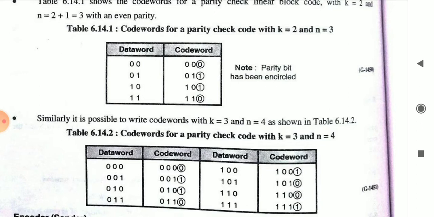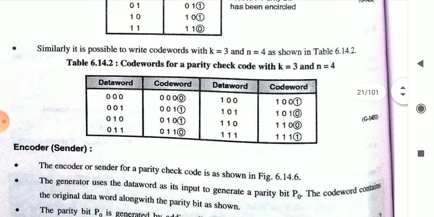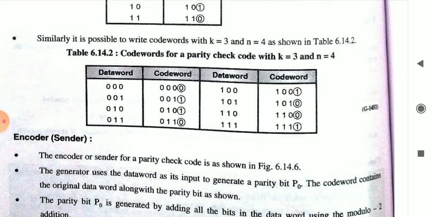Similarly, it is possible to write code words with k equal to 3 and n equal to 4. Okay, this second table shows the code words for a parity check code with k equal to 3 and n equal to 4. Means there are 8 data words, that is 000, code word is 0000. Data word is 100, code word 1001.